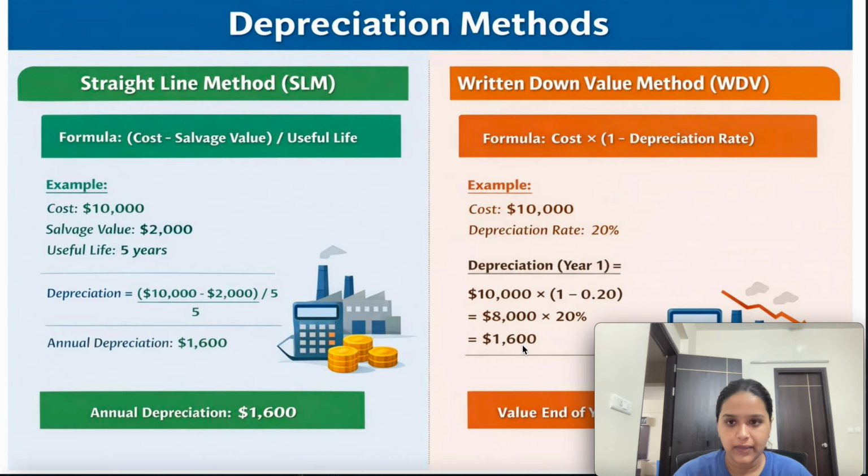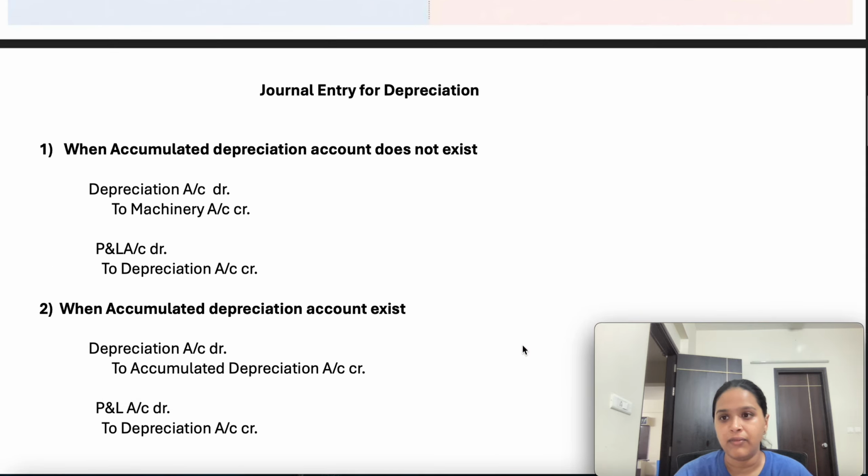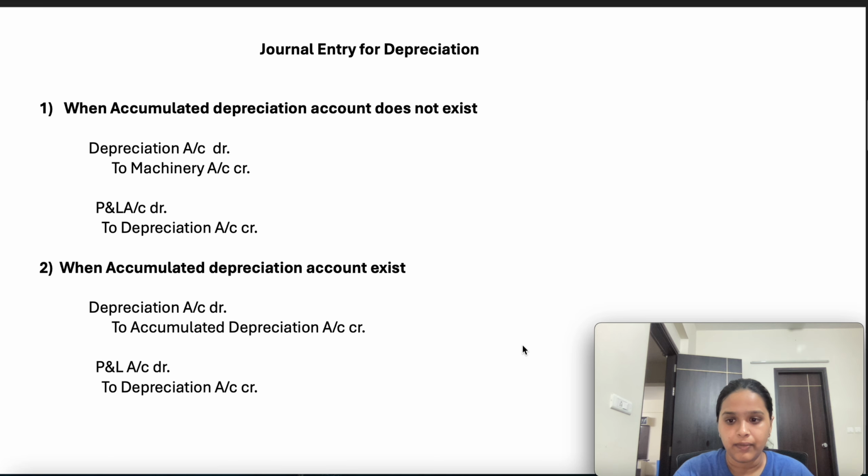Okay, let's try some more examples. Before examples, what will be the journal entry for the depreciation? Whenever you have an accumulated depreciation account in the books, the journal entry will be depreciation account debit to accumulated depreciation, and the next entry is P&L account debit to depreciation, because the first impact should go to the asset and the second one goes to the P&L account. Because depreciation is an expense, we have to debit the P&L account and credit the depreciation account.